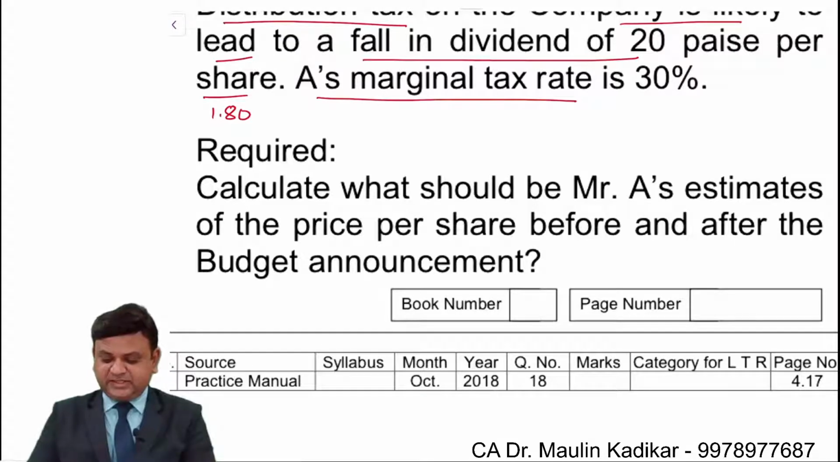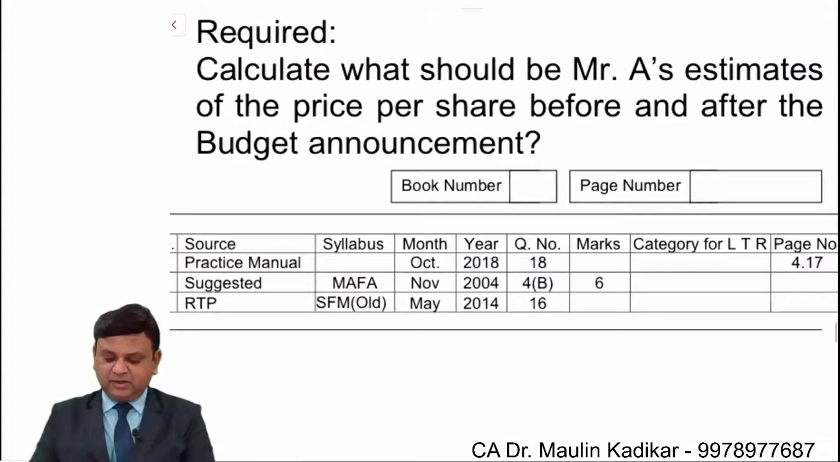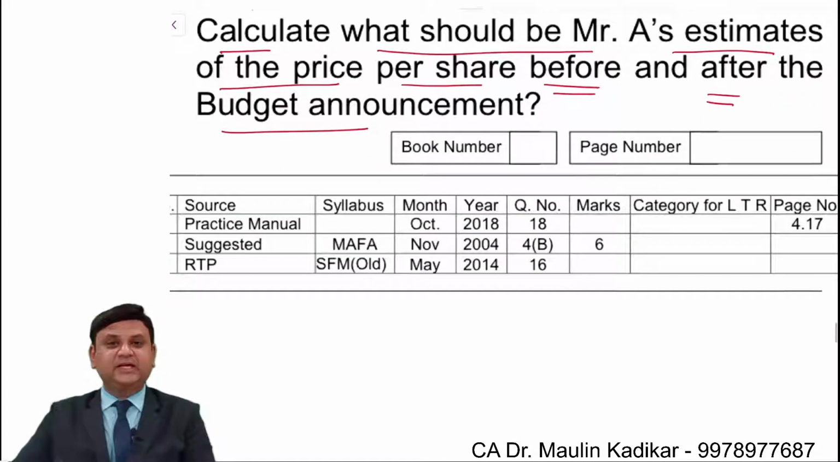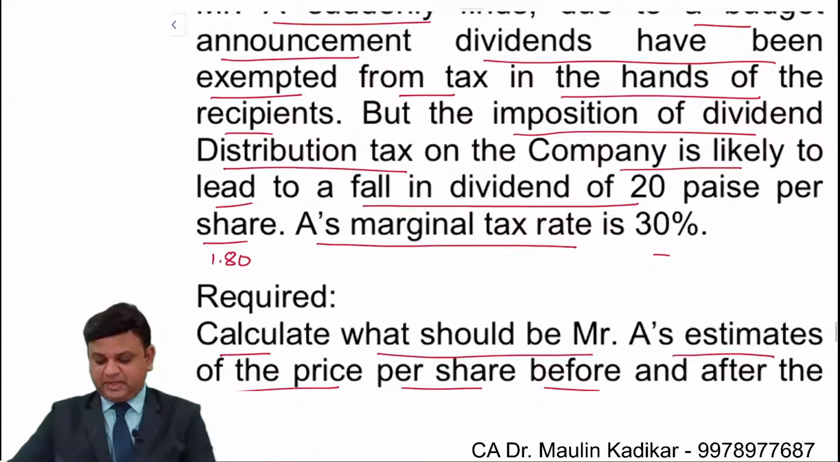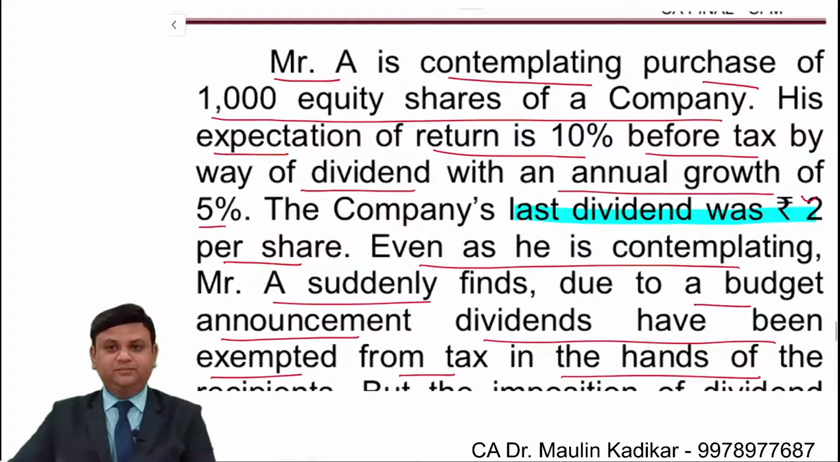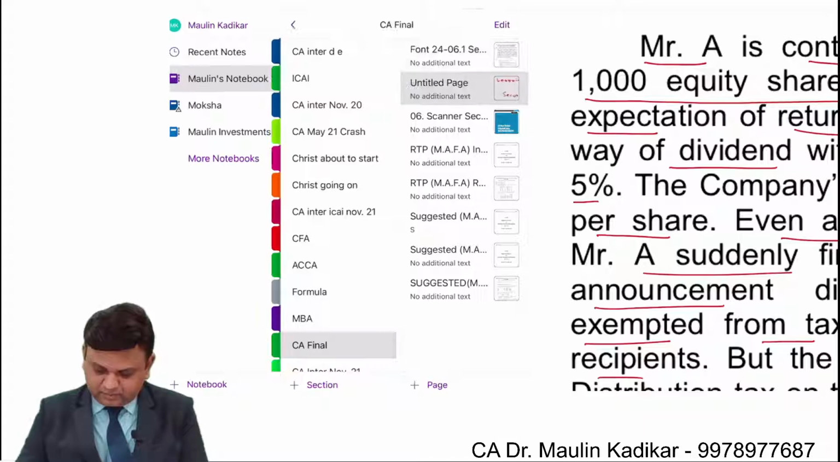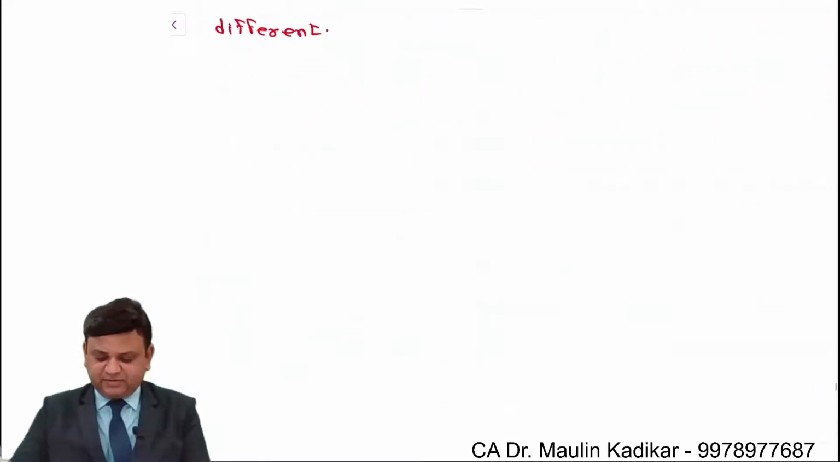A's marginal tax rate is 30%. Calculate what should be Mr. A's estimate of the price per share before and after the budget announcement. That is the question. Please go through the question, all of you. So let us answer the question.